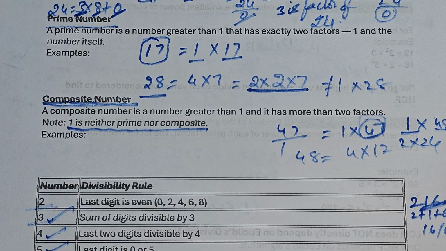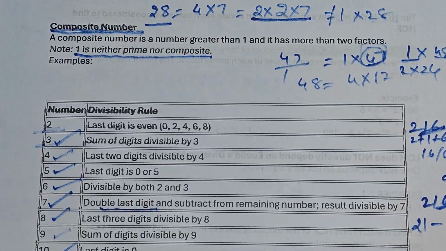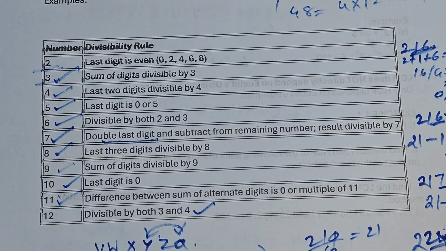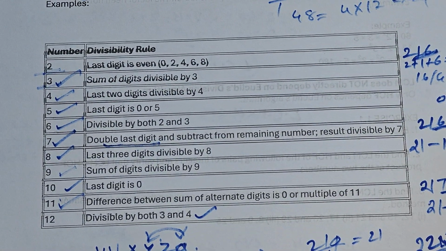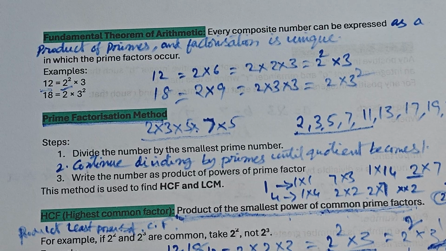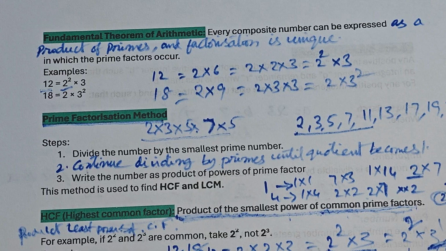And also we learned divisibility rules from 2 to 12. Just I am trying to give you the list which we have gone through. Also, we learned the fundamental theorem of arithmetic. What it says is, every composite number can be expressed as a product of primes, the factorization is unique, and order doesn't matter.